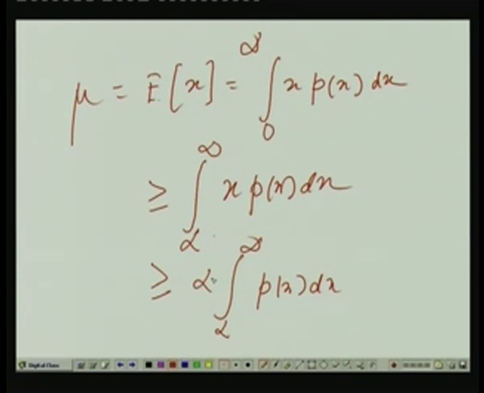It may so happen in a defined context that as you go beyond alpha, p(x) comes down to 0. In that case, whether x is increasing or x is kept at alpha, it hardly matters. That is why it is less than or equal to.